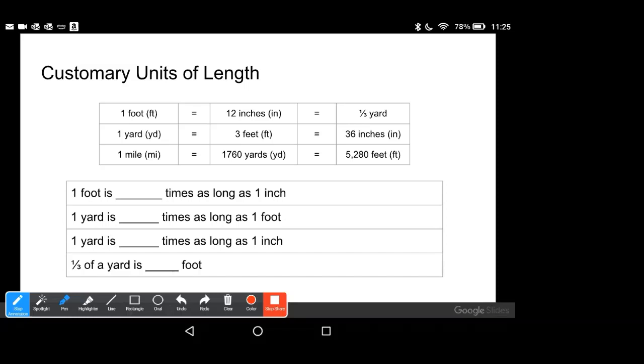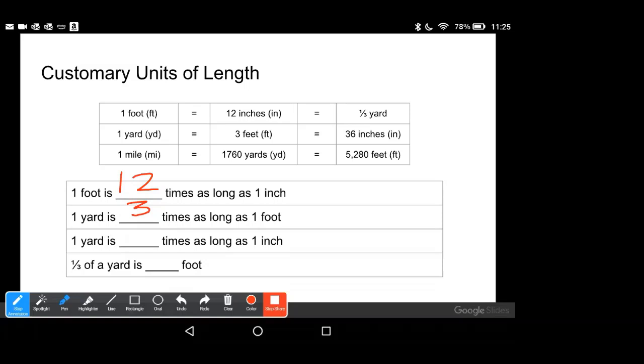And so 1 foot is how many times as long as an inch? That's what you got to think of. Like if you're converting from feet to inches or inches to feet, you got to think about, say, 1 foot is 12 times as long as 1 inch because it takes 12 inches to make a foot. So 1 yard is how many times as long as 1 foot? So how many feet are in a yard? 3. So 1 yard is 3 times as big as a foot.